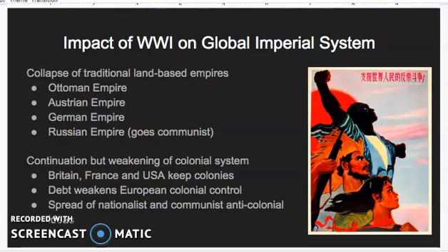So the Ottoman Empire collapses into Turkey, Austria breaks apart into Austria and Hungary and Yugoslavia, and Germany is forced to give up a bunch of territory and goes from being the German Empire to being the Weimar Republic. All of those three powers, the Ottomans, the Austrians, and the Germans, were all on the losing side of World War I. Russia's a little different.